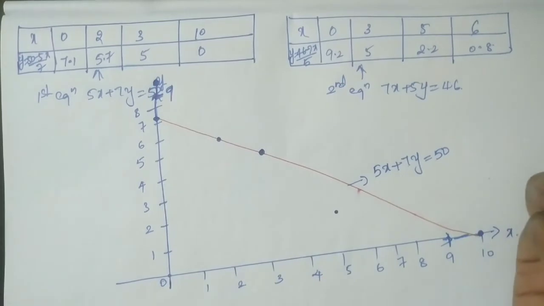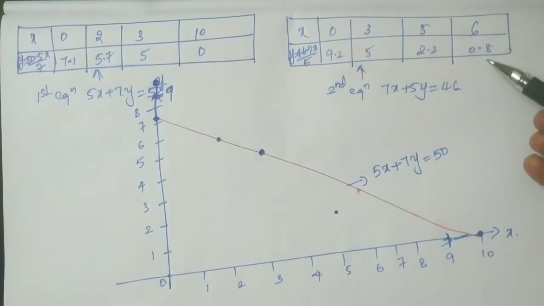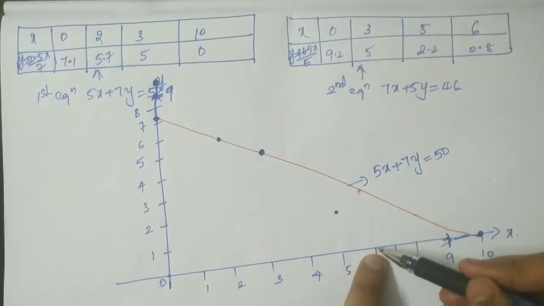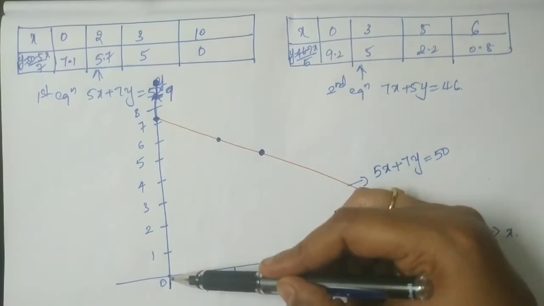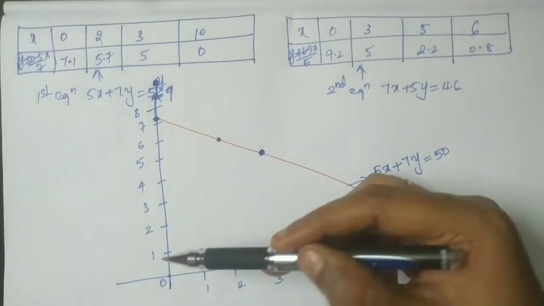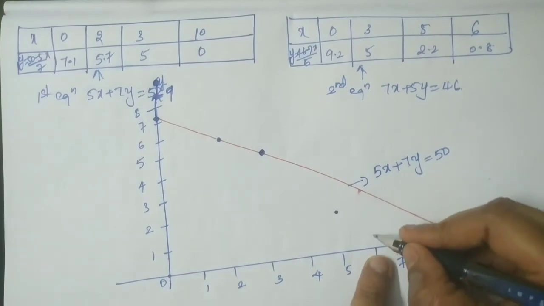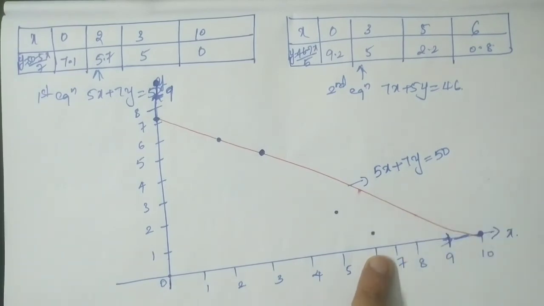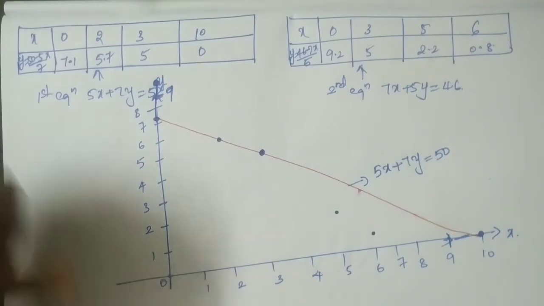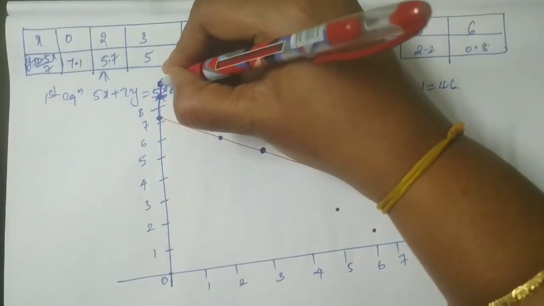Next x is 6, that's the last value. x is 6, y is 0.8. So along the horizontal take 6, vertical 0.8. 0.8 lies between 0 and 1. So after 0 you take the 8th line, so that you get 0.8. Okay. Carefully you need to join all the points, because this is our second equation. So make sure you are connecting only those points, right?